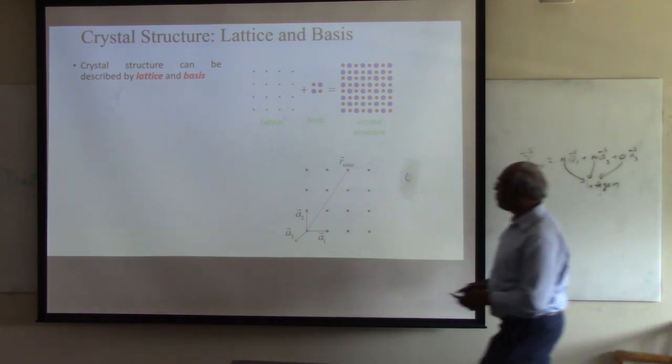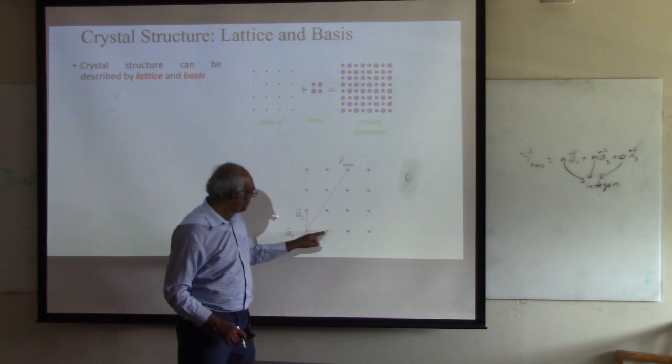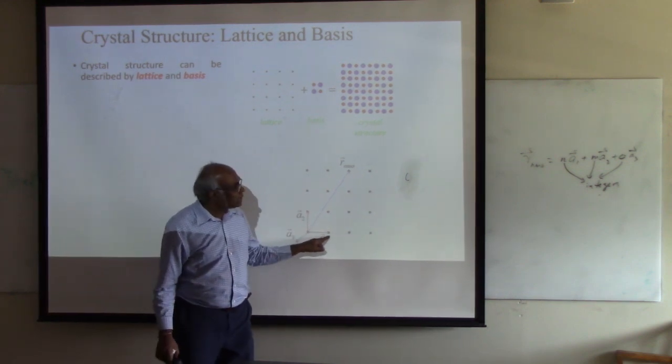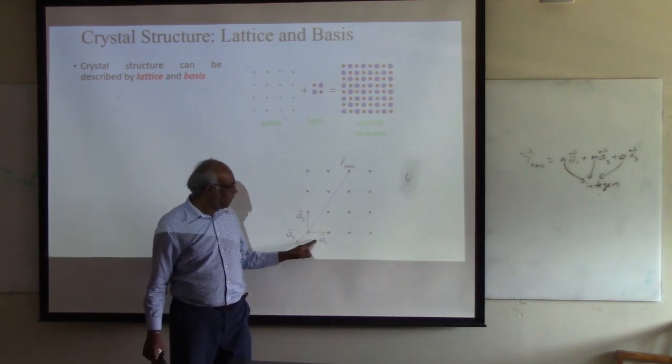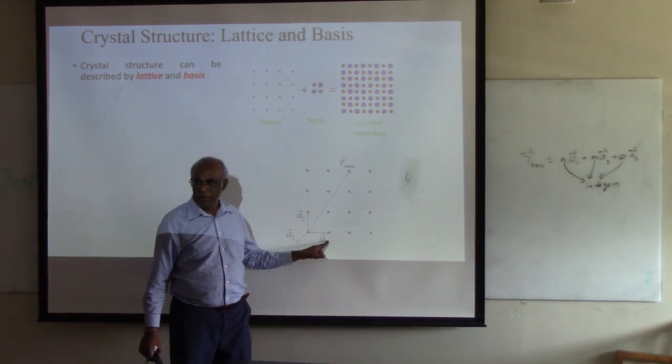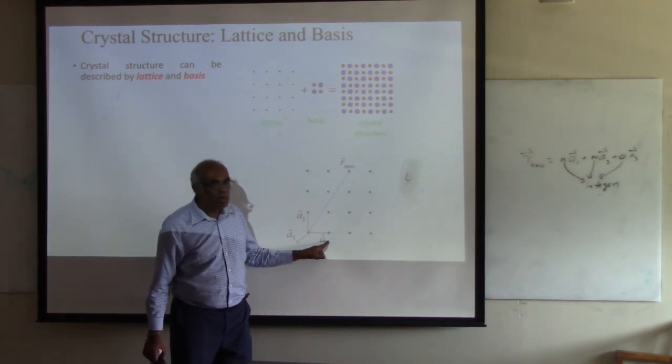So how do I get from here to here? What is N? N is 1, right? What are M and O? Zeros, right?